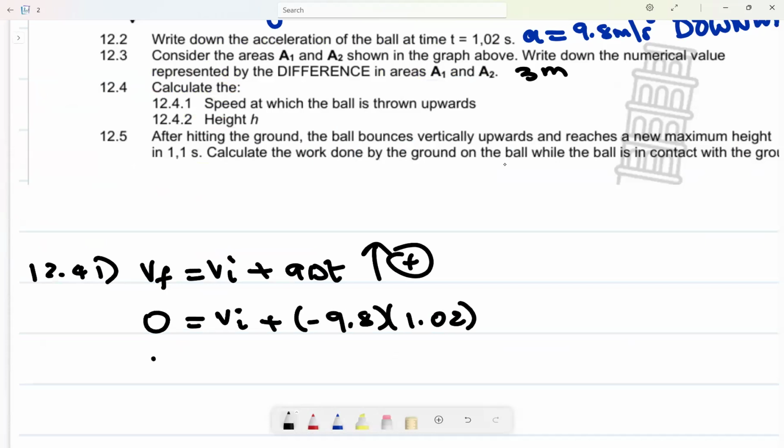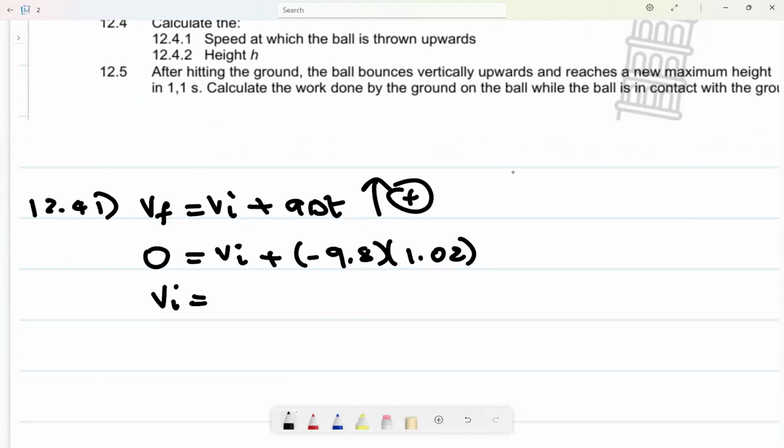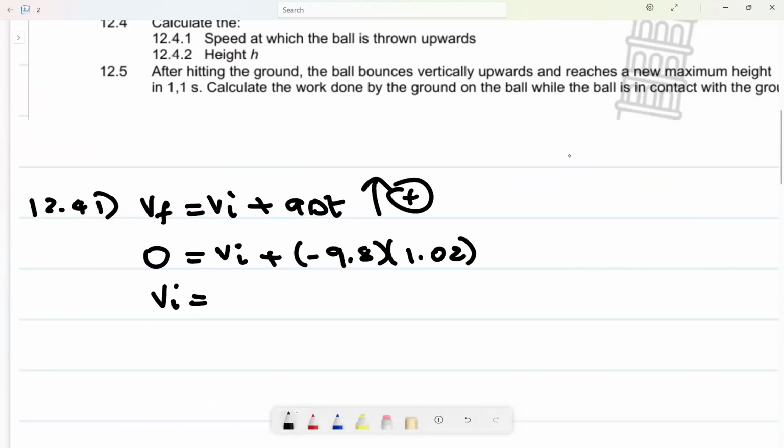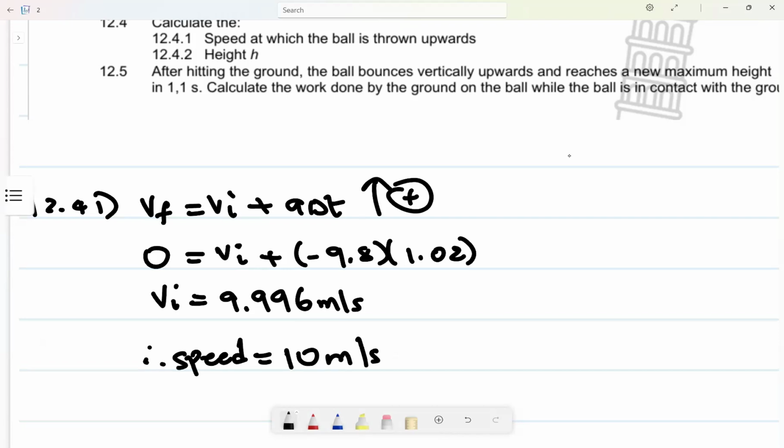1.02. Then I need to be in a position of saying, therefore, Vi, it is how much? Therefore, it is going to be my initial velocity. I need it to be positive. Why? Because I chose upwards as positive, and it is projected upwards. So it is going to be negative 9.8 multiplied by 1.02. I get a value of 9.996 meters per second. Allow me to say, therefore, speed is equal to, can I round off this to 10 meters per second? Okay, yes.